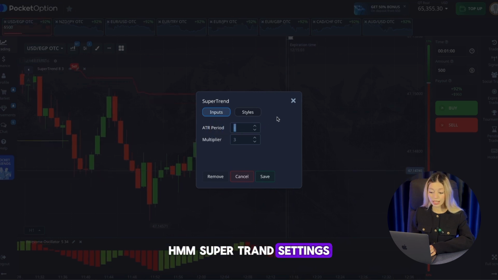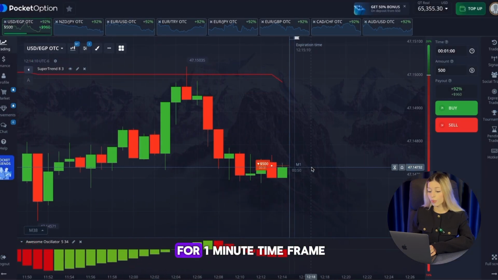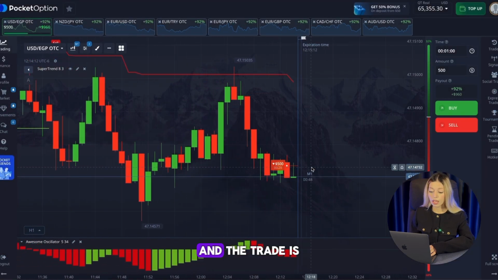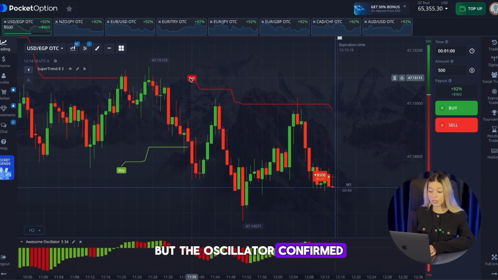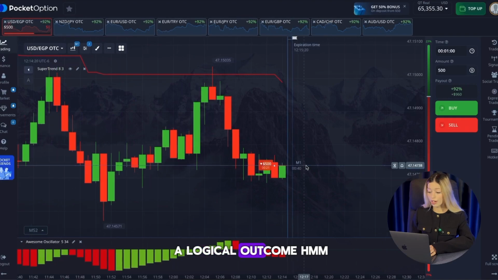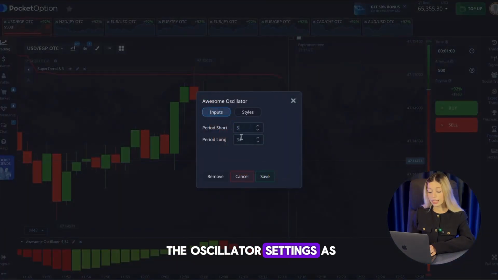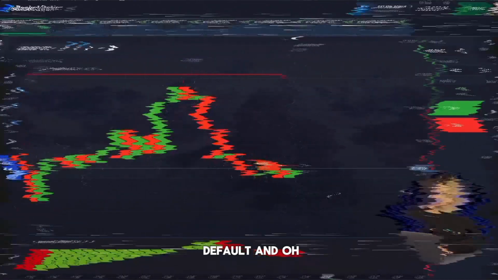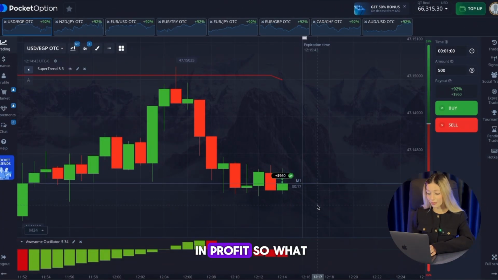Super Trend settings, ATR period 8 and multiplier 3. These settings are ideal for 1 minute time frame. And the trade is a bit volatile, but the oscillator confirms the down trade. So we wait for a logical outcome. And yes, we keep the oscillator settings as default. And the first trade closed in profit.